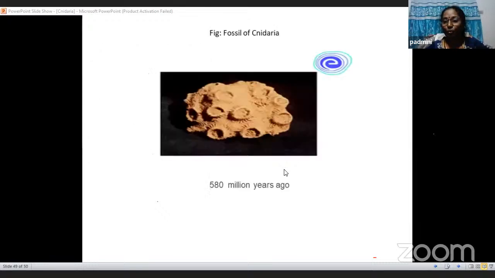So we come to the end of our class. And the earliest form of the cnidarians that you find is almost 580 million years ago. They have found this particular structure. So that is about the cnidarians.